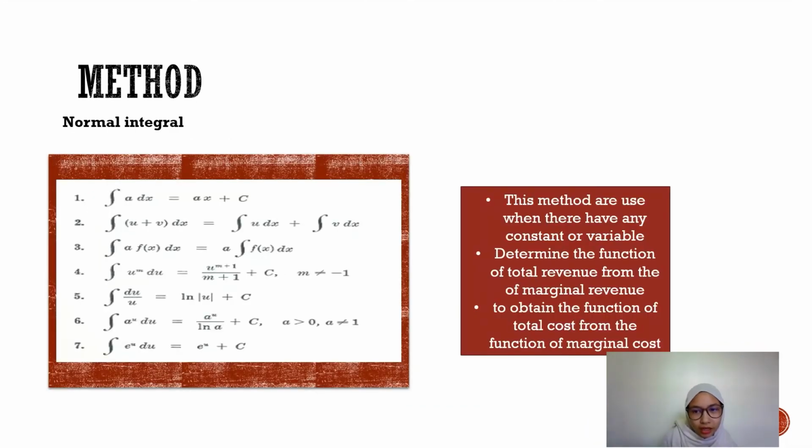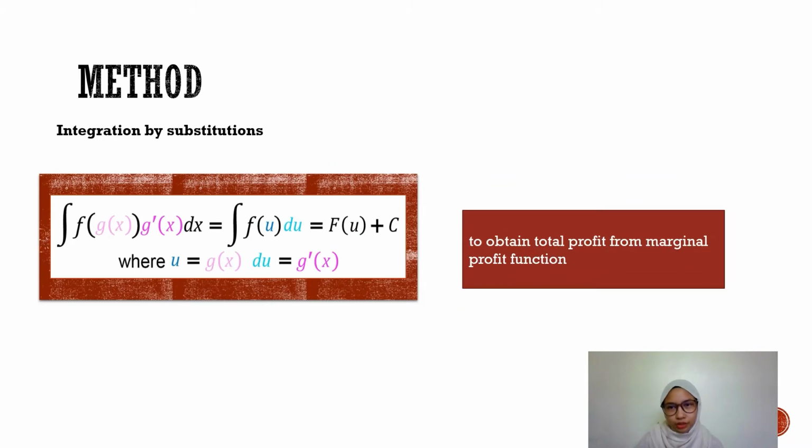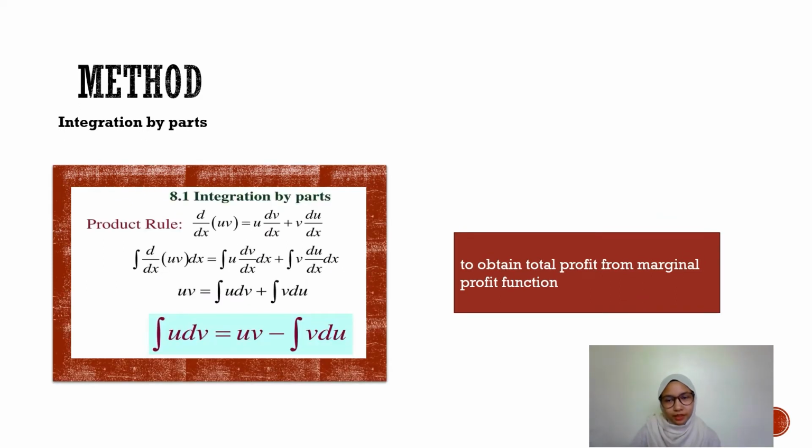Normal integral. This method is used when there is any constant or variable. We can also determine the function of total revenue from the marginal revenue, and also obtain the function of total cost from the function of marginal cost. Integration by substitution, we use to obtain total profit from the marginal profit function. For integration by parts, we also use it to obtain total profit from the marginal profit function.